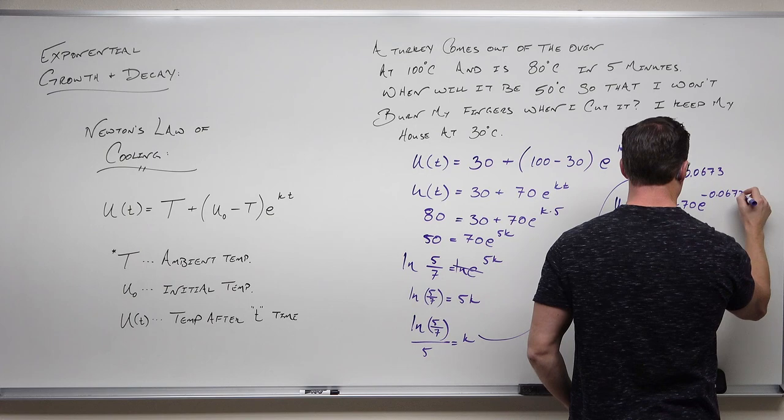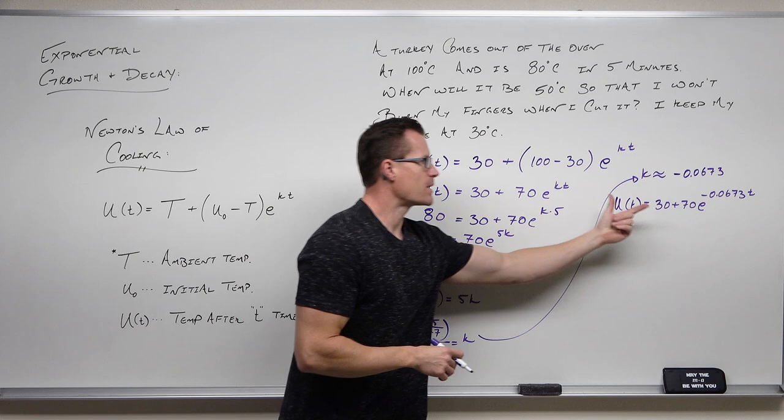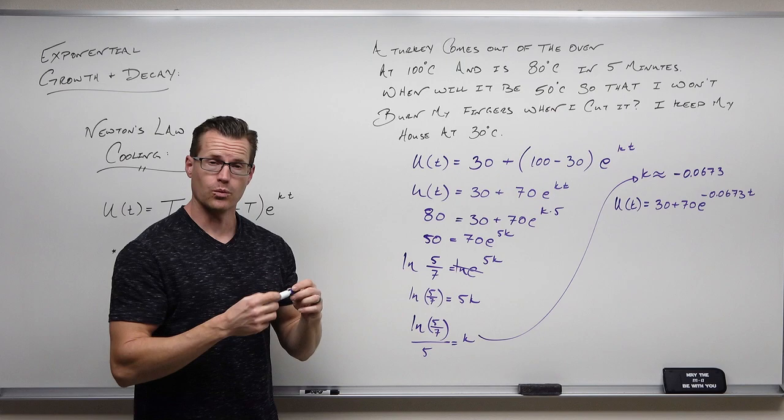So we've understood it, we've put some numbers in the correct place, we've used another piece of information to solve for k, and now we have a formula that's usable for us. So now we're going to answer the last question. How long will it take in order for it to reach 50 degrees?